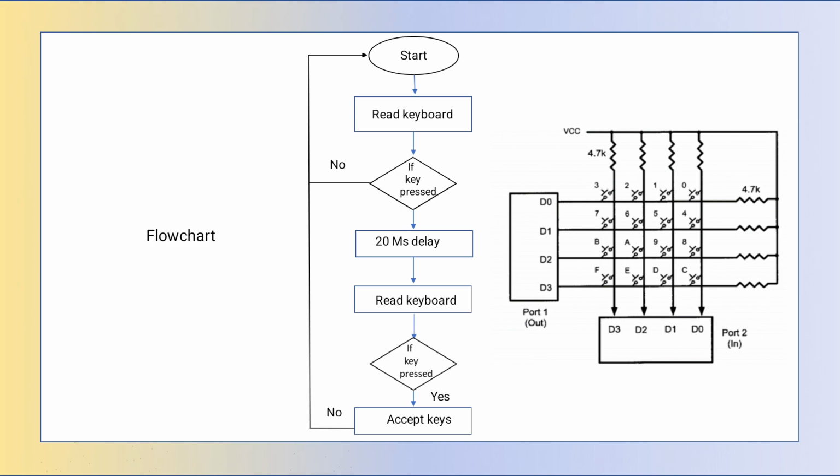Wait for key debounce, which means 10 milliseconds. After that, go on to read the status. If the key is pressed, it will wait for the debounce, which is 10 milliseconds. Finally, read the key code and end. So this is the flow chart of key input debounce.